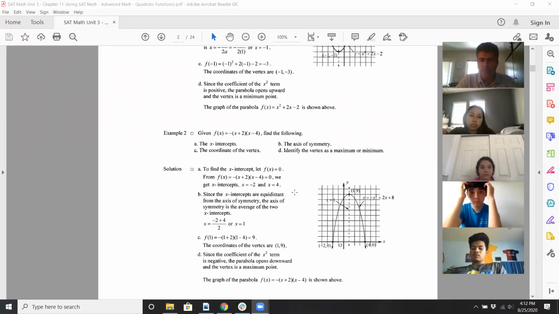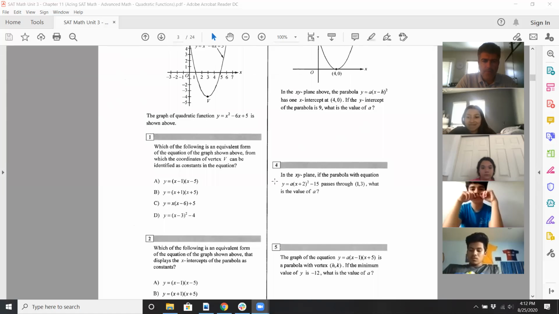For 2, it's more of the same thing, but it's already factored for you, so you can find the x-intercepts pretty easily, negative 2 and 4. And then take the average of the x-intercepts to get the axis of symmetry, and of course, get the y-coordinate of the vertex. And then, because it's opening down, the vertex represents a max.